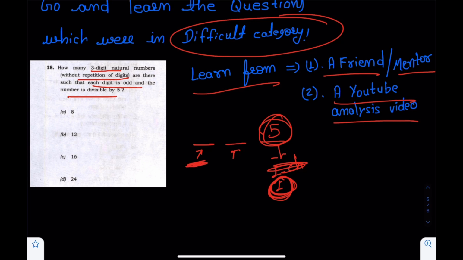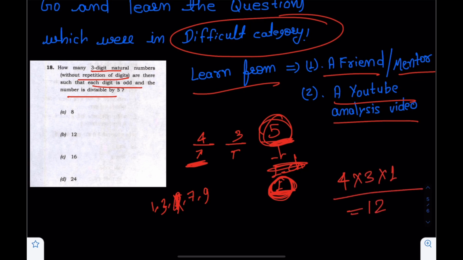How many possibilities are there for the other positions? They should be odd numbers. So what are the odd numbers? 1, 3, 5, 7 and 9. 5 is already taken, so it is removed from here. So there can be 4 choices here, 3 choices here and 1 choice here. So the possibilities of such numbers will be 12.